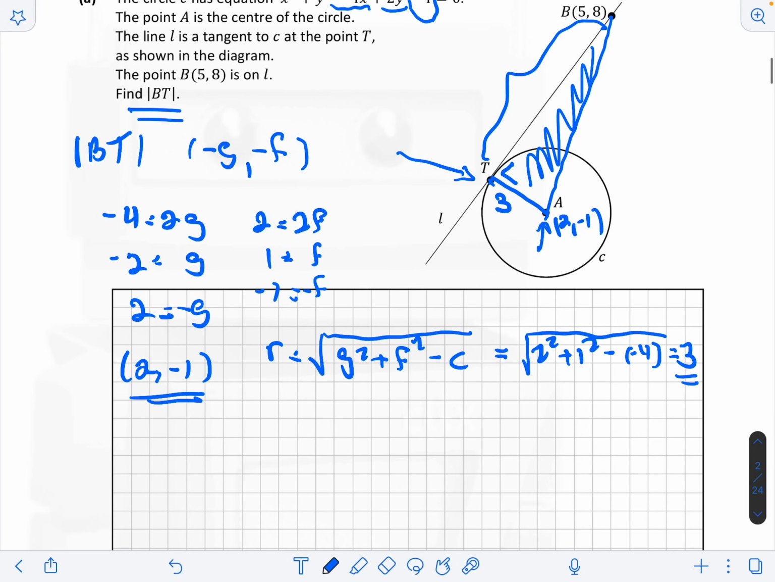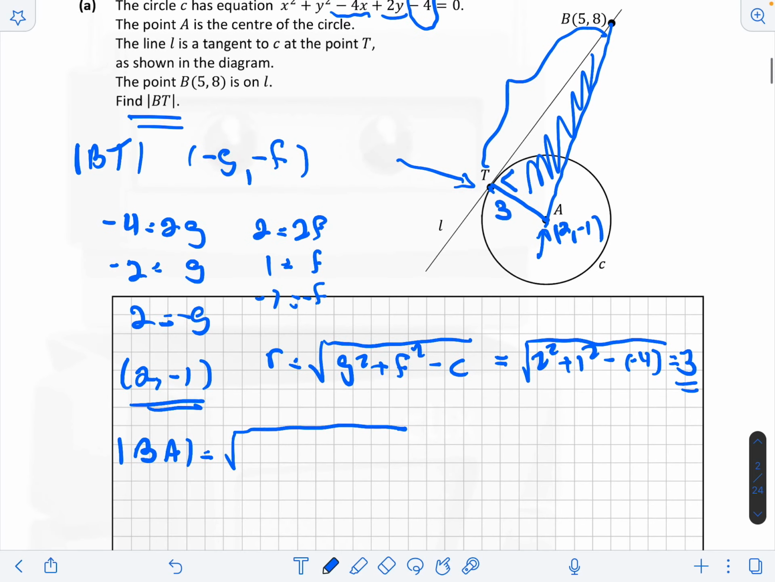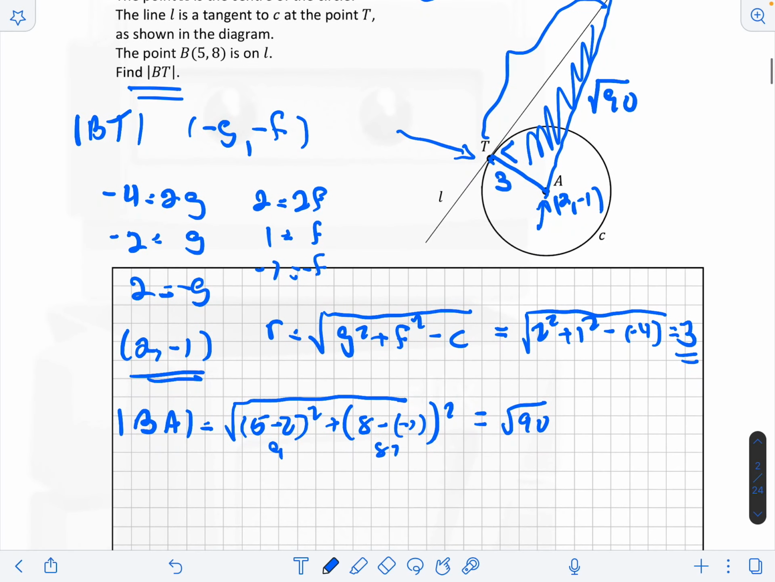But I can find how much BA is because I can just use the formula for distance between 2 points. So it's a square root of x minus x, so 5 take 2, to be squared, plus y minus y, so 8 minus 1, to be squared. And we calculate that. So that's 3 squared is 9, and 9 squared is 81. So that is the square root of 90. So now we know that this length here is the square root of 90. And now we put it all in the Pythagoras formula. So BT squared plus 3 squared equals the square root of 90, squared.